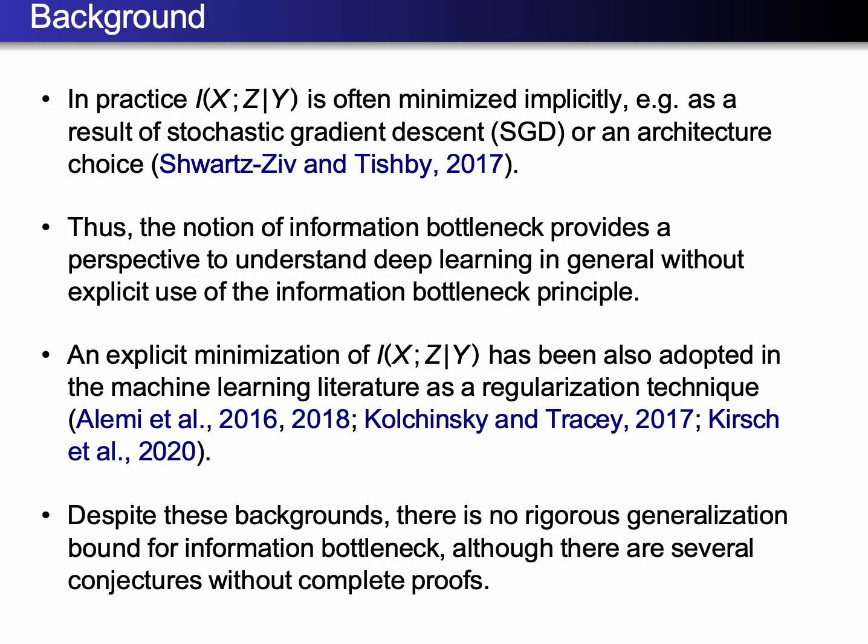Background. In practice, the conditional mutual information is often minimized implicitly, for example, as a result of stochastic gradient descent or an architecture choice. Thus, the notion of information bottleneck provides a perspective to understand deep learning in general without explicit use of the information bottleneck principle. An explicit minimization of the mutual information has also been adopted in the machine learning literature as a regularization technique. Despite this background, there is no rigorous generalization bound for information bottleneck, although there are several conjectures without complete proofs.